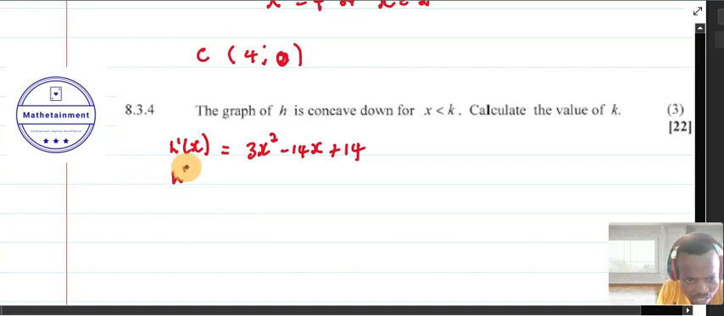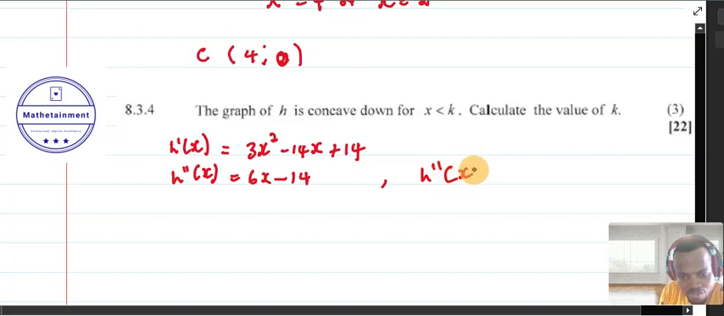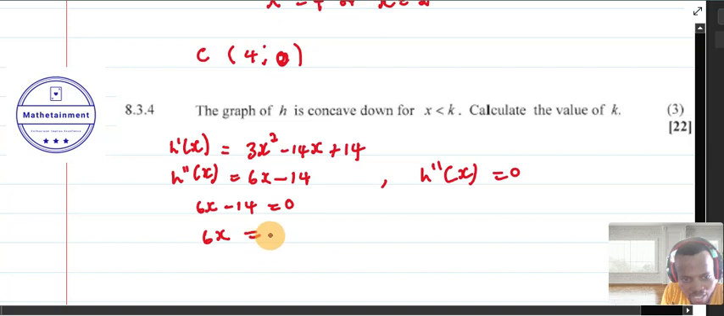So we get h double prime of x, which is the exponent of x multiplied by the coefficient of x, which is 3. It becomes 6x, and then 2 minus 1 gives you 1, and here it will be minus 14. And we know that the gradient at a point of inflection is equal to 0, meaning here we'll have 6x minus 14 being equal to 0. So we have 6x being equal to 14.